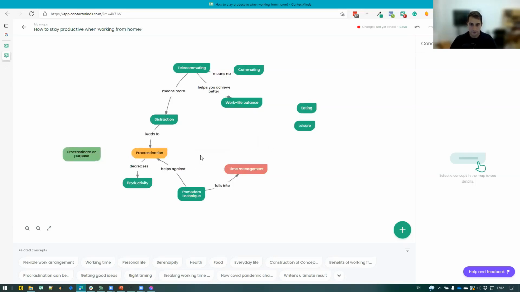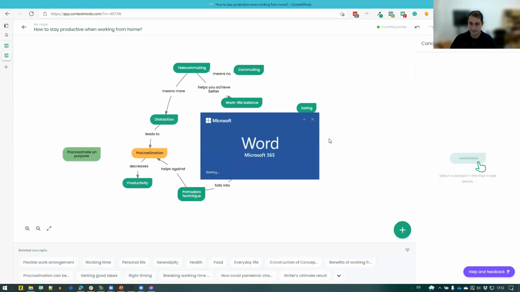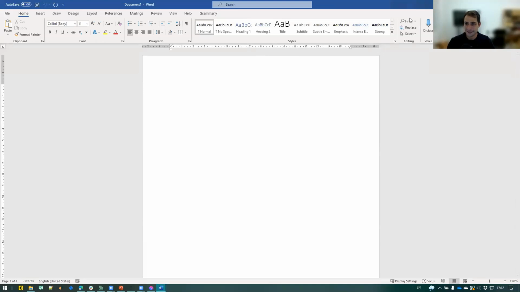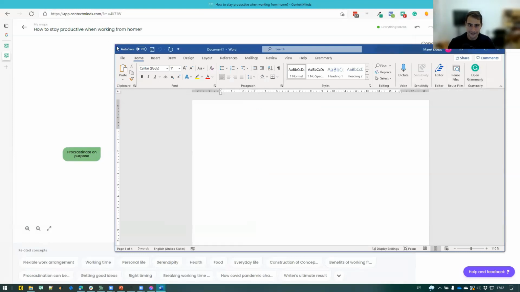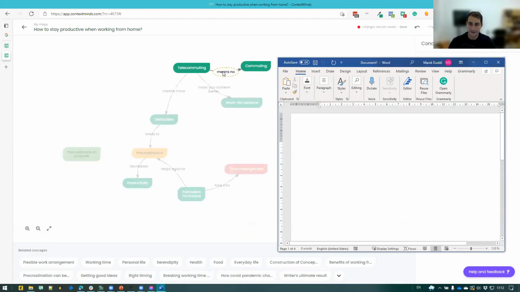Okay. So when I have it finished, I could move on to the writing. So I would open some text editor, and okay, there are a lot of things, and I would just start with the writing while looking at the map, which gives me a clear idea what to write about. And I can take, like I said before, each relationship from here and turn it into a sentence or a part of a sentence here, like this.